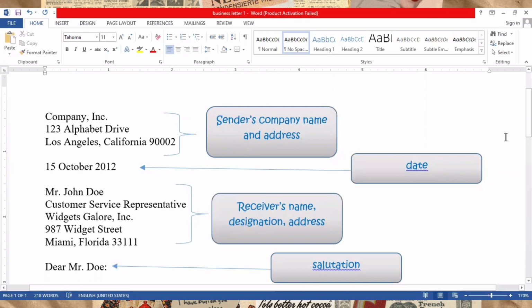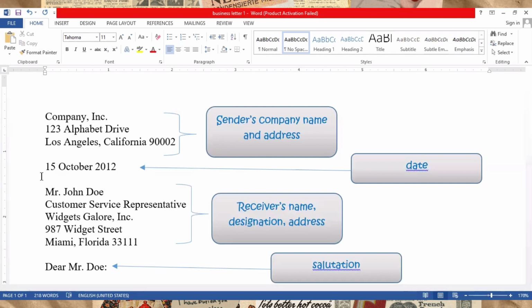Before you write the second part of the letter, which is the date, you have to leave 2 spaces. The example given there is 15th of October 2012. Of course, the date is the date when you write the letter.